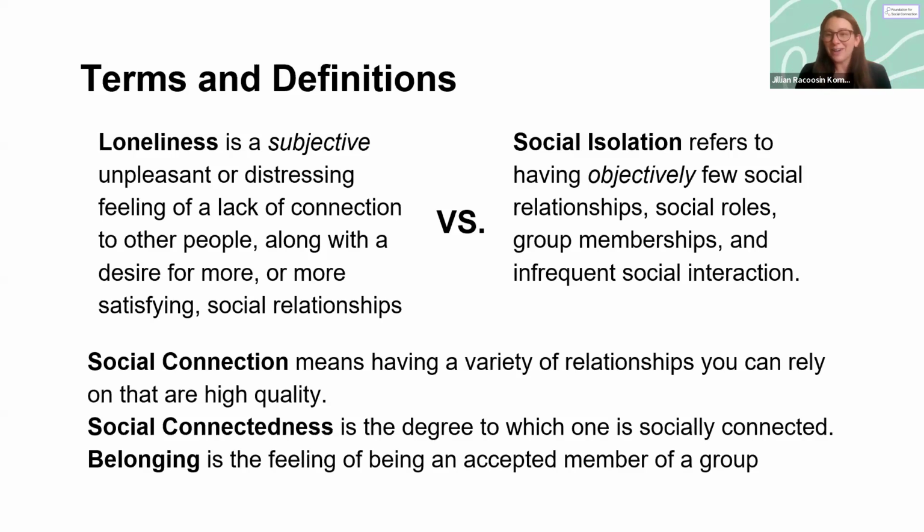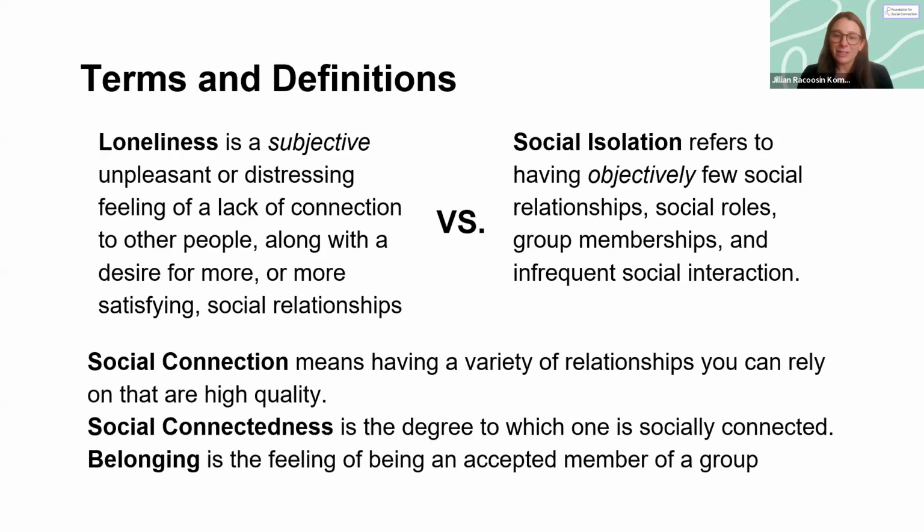I likely repeat this for many of you, but it's always good to remember some of these definitions. Loneliness is the subjective, unpleasant or distressing feeling of a lack of connection to other people, along with the desire for more satisfying social relationships. So really that subjective feeling, the disconnection between the relationships you wish you had and what you feel like you do have. And social isolation refers to that objective count, having few social relationships, social roles, group memberships, etc. So when we're thinking about measuring both of these, we want to make sure that we're asking the right questions that pertain to both of these definitions.